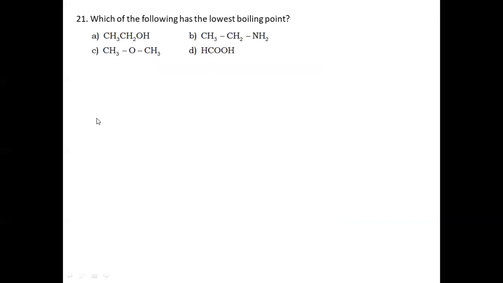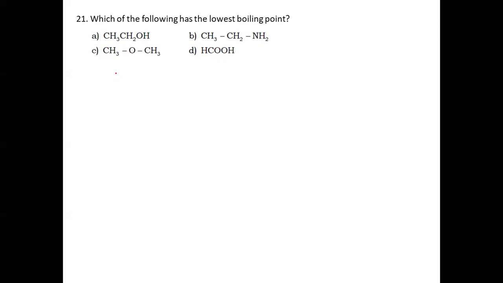So question number 21: which of the following has the lowest boiling point? You can observe this. Here we have different organic compounds. In the first option we have alcohol, CH3CH2OH, and in the second option we have CH3CH2NH2, which is an amine group, that is primary amine. In option C we have CH3OCH3, that is ether. And in option 4 we have HCOOH, that is carboxylic acid group.